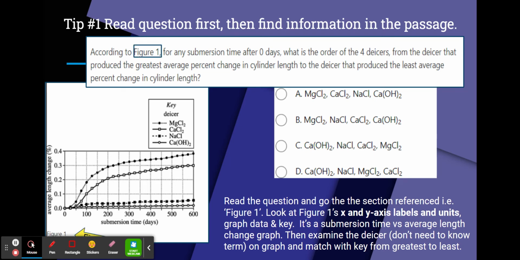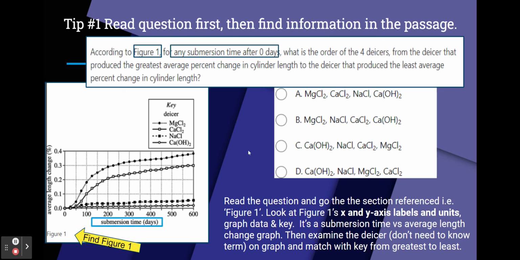So according to figure one, the first thing you want to do is find figure one. Again, I pulled that for you, so we can see this on the slide. So what are they asking? Any submersion time after 0 days. You will see submersion time on the x-axis, and the number of days from 0 to 600. So we're looking at these de-icers. Again, it doesn't matter if you know what de-icers are, but from this context, you could predict it's something that melts ice, and I think they're specifically looking at melting ice on concrete.